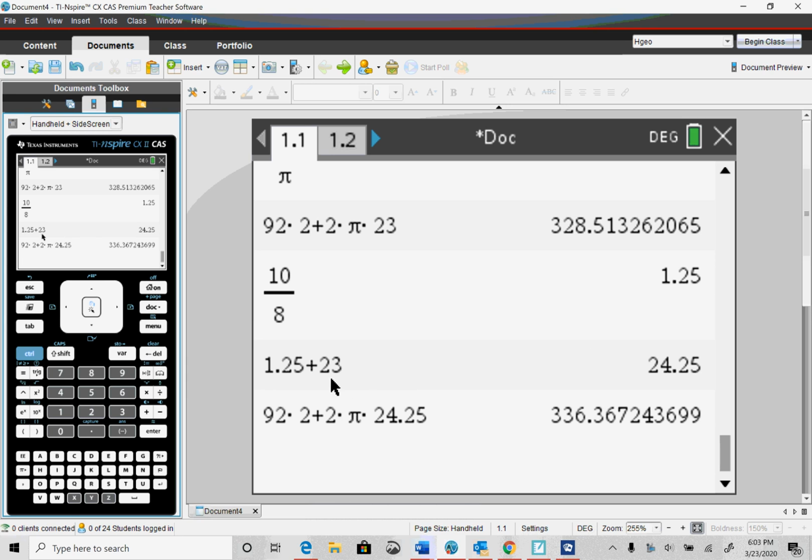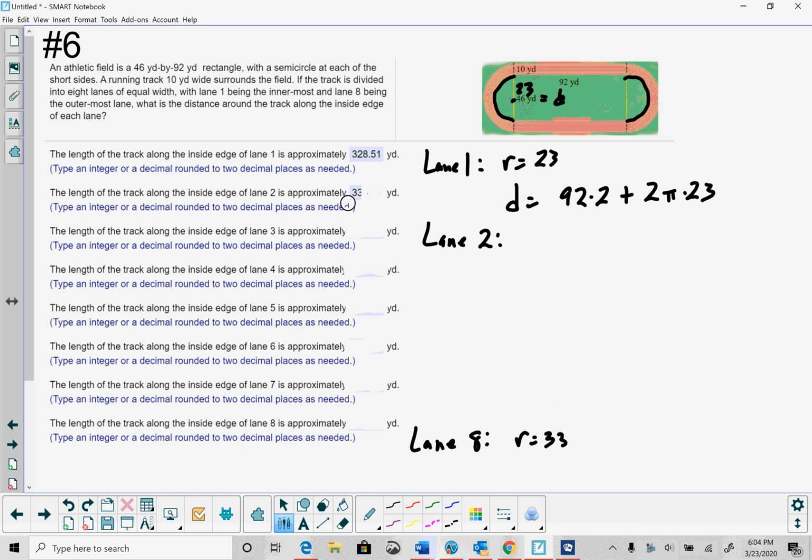So that means we're just going to add 1.25 yards to the radius. So 23 plus the 1.25 should give us the 24.25. And now we're going to keep everything else the same. We're just going to bit by bit change each radius. Okay, so for lane 2, it'll be 24.25. So that'll give us 336.37, I guess, if we're going to 2 decimal places here.